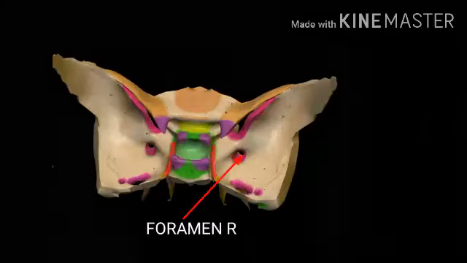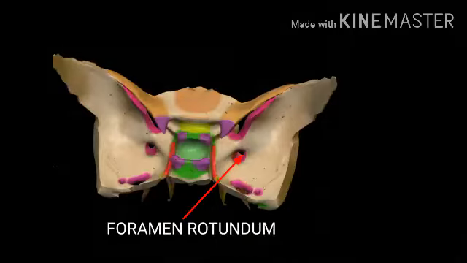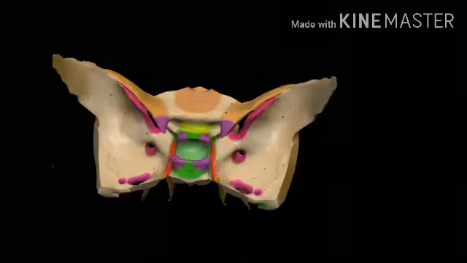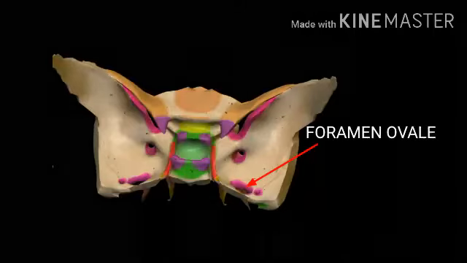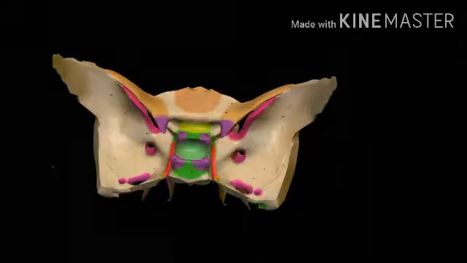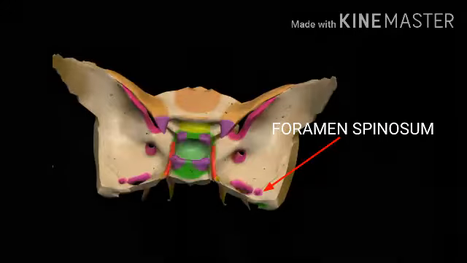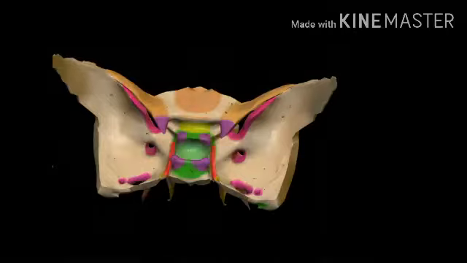Laterally, we have the foramen rotundum, which leads to the pterygopalatine fossa, and it acts as a passage for the maxillary division of the trigeminal. Laterally, we have the foramen ovale. This acts as the passage for the mandibular division of the trigeminal, and lateral to it, we've got the foramen spinosum, and this acts as the passage for the middle meningeal artery.